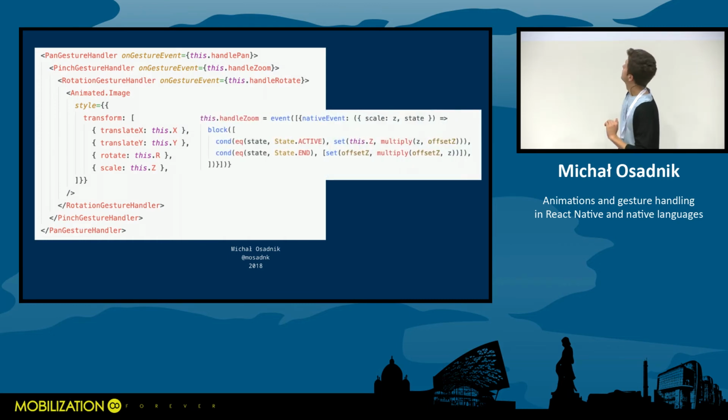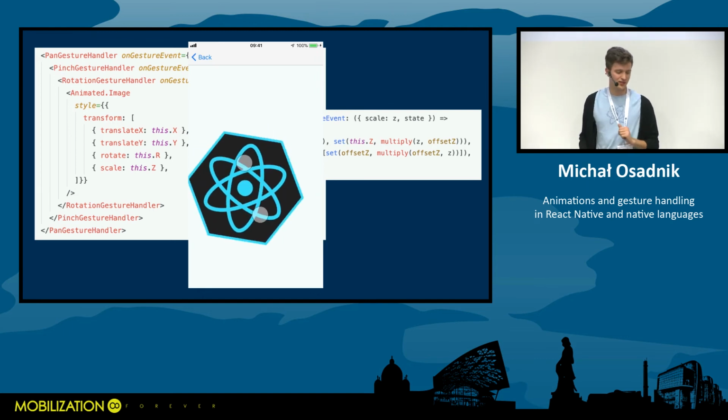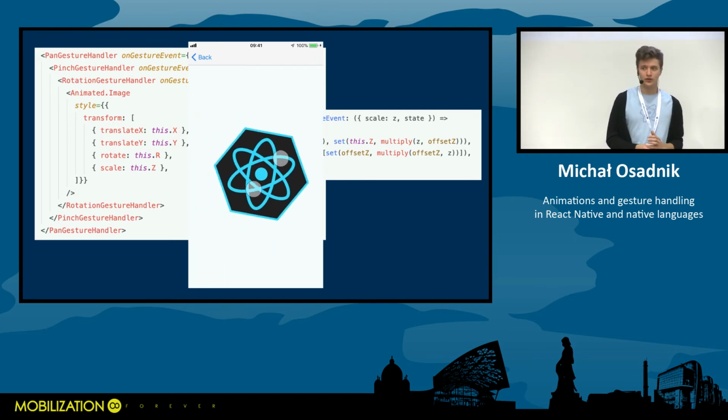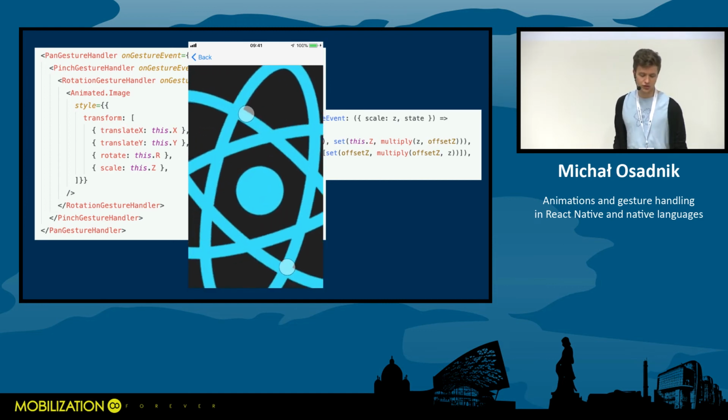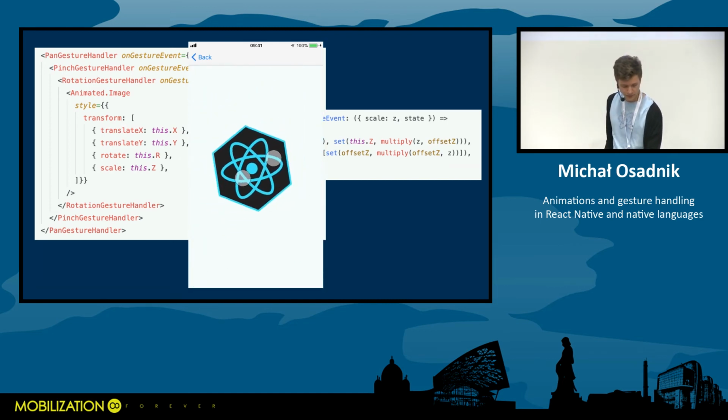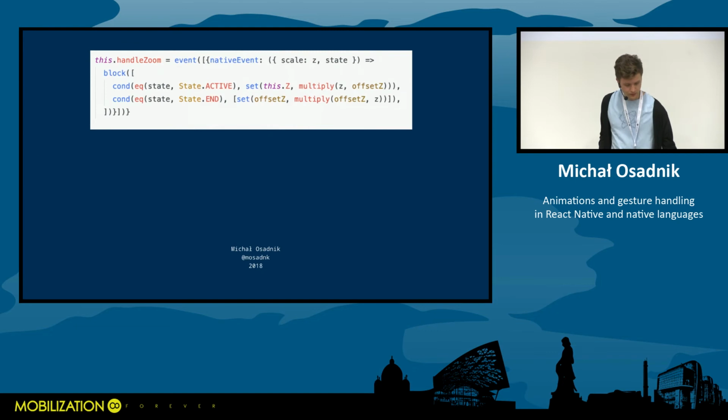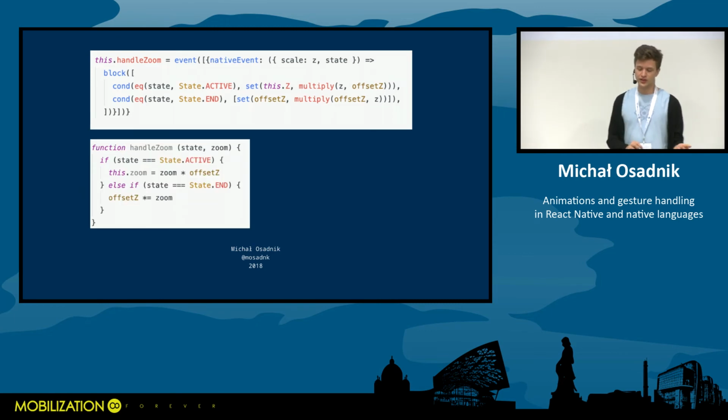Okay. So this is, for example, how we handle zoom. This syntax appears to be quite strange, but do not focus on it. Let me show you the result. Yes, it's the same example. It's the React logo done with React Native Gesture Handler and React Native Reanimated. And the code which handles zoom, for example, could be translated to pure JavaScript like this.